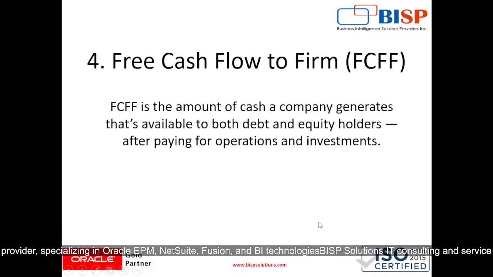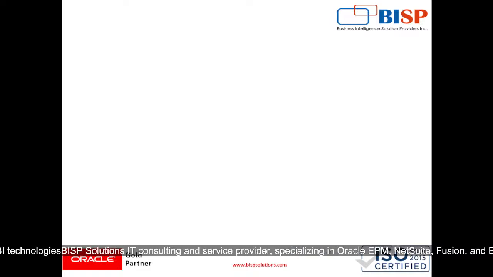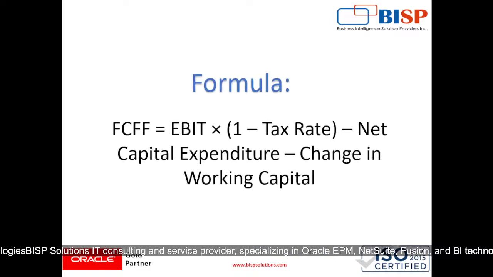Next comes our free cash flow to firm, which is FCFF. So FCFF is the amount of cash a company generates that is available to both debt and equity holders after paying for operations and investments, right? So the formula is FCFF equals EBIT into 1 minus tax rate, which is our NOPAT, minus capital expenditure minus change in working capital, right?